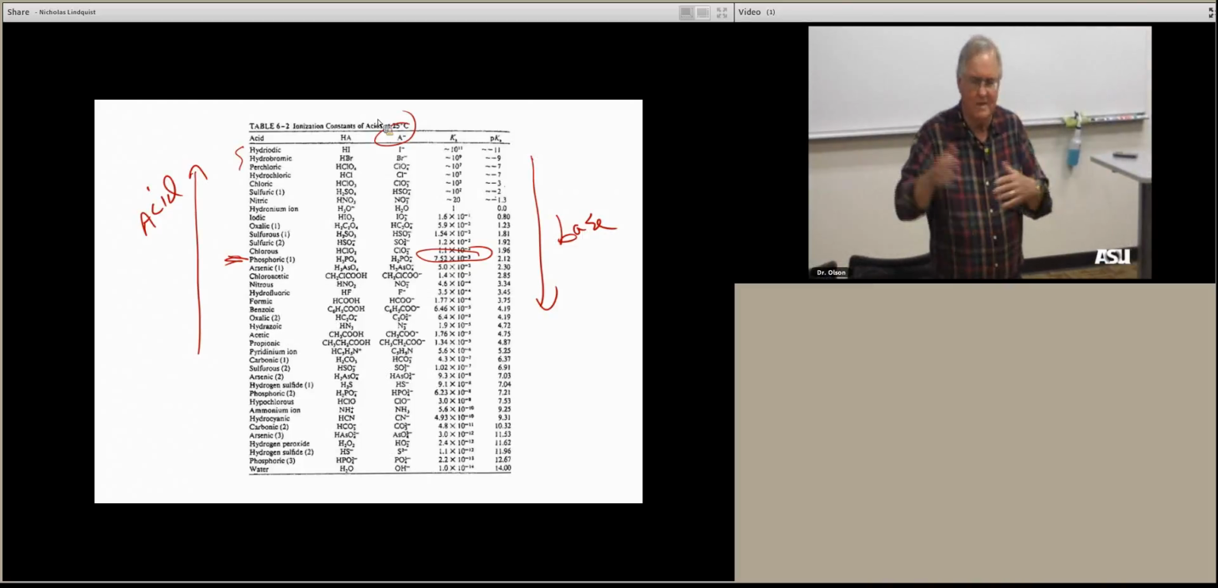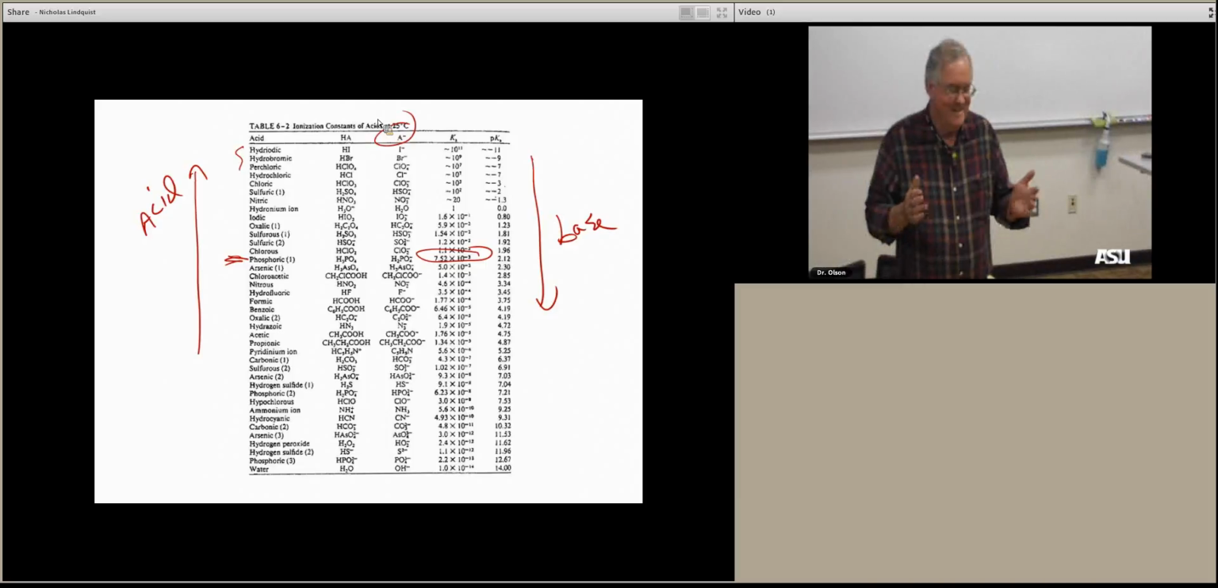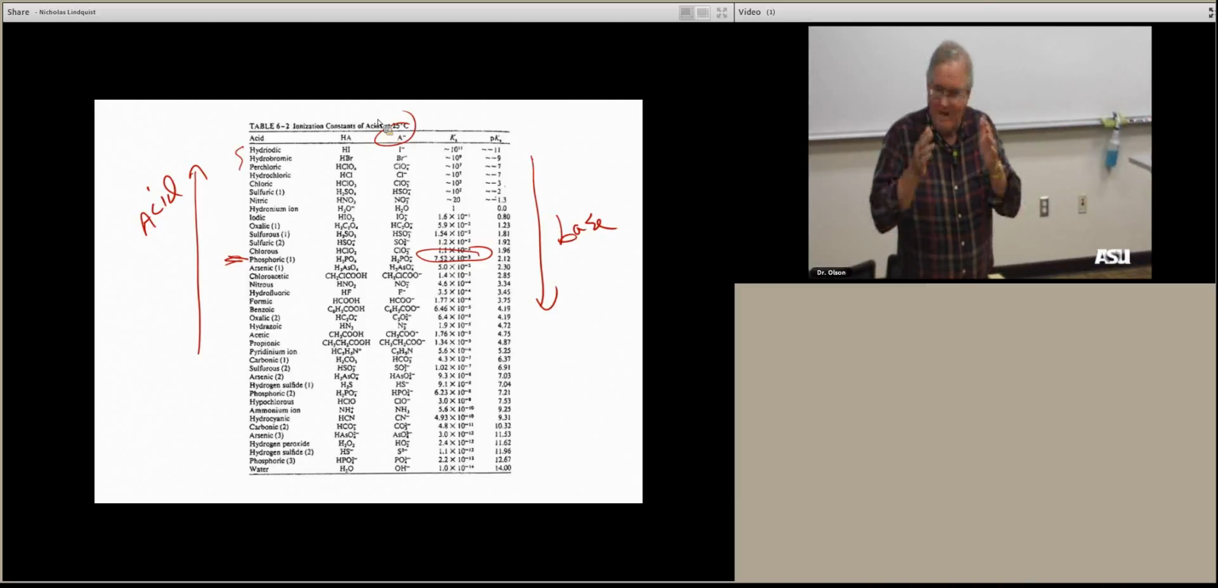It's like a wife kicking out a husband or something like that. You want to lose the husband, you don't want him back. Not sure where I came up with that analogy, but okay. So the I- doesn't have any tendency to want to grab onto a proton. So it is a very weak base.